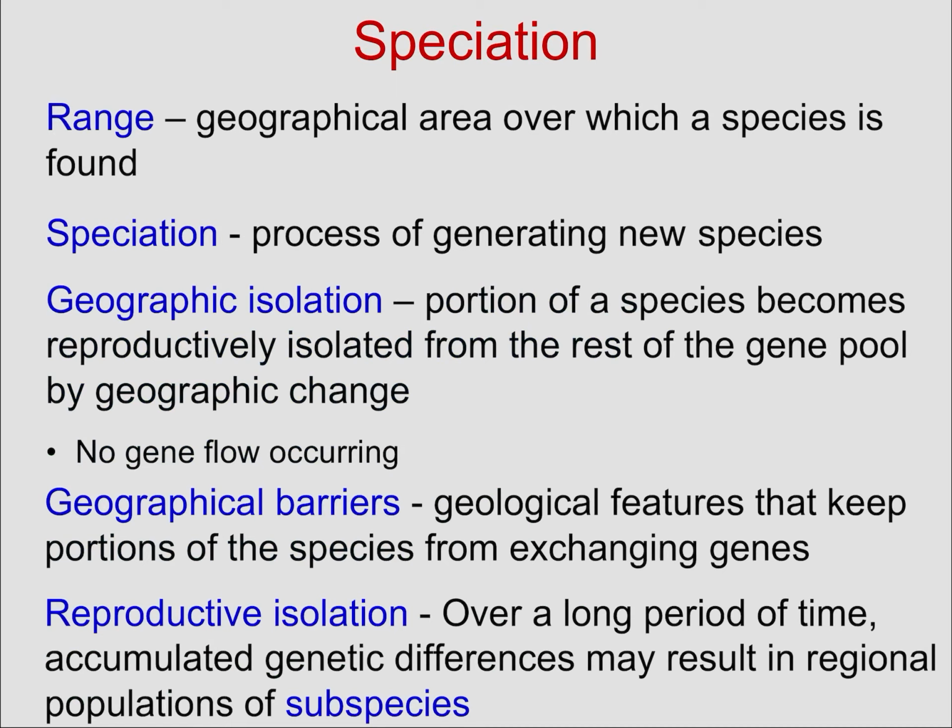Geographic isolation is the portion of a species becoming reproductively isolated from the rest of the gene pool by geographic change, so a new river, a new mountain, things like that. There's no gene flow occurring between what were two species together. A geographical barrier is a geological feature that keeps portions of the species from exchanging genes. Reproductive isolation: over a long period of time, accumulated genetic differences may result in regional populations of a subspecies.